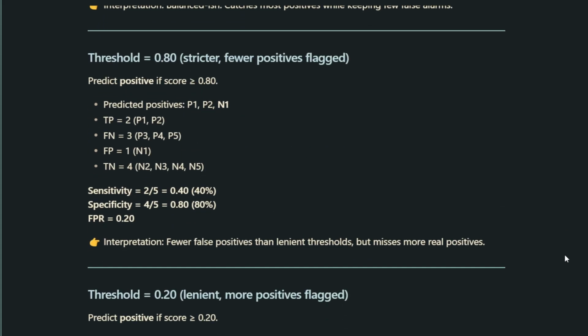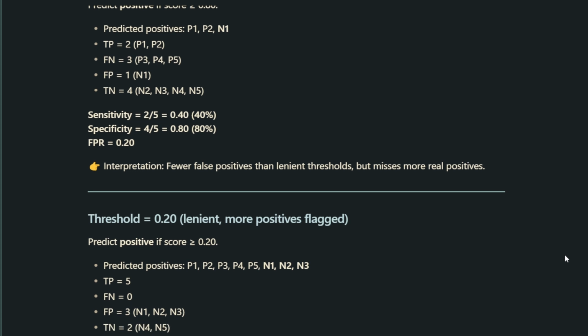Threshold 0.80. Now only P1, P2, and N1 are predicted positive. This gives us 2 true positives, 3 false negatives, 1 false positive, and 4 true negatives. Sensitivity drops to 40% while specificity stays at 80%. Interpretation: with this strict threshold, we miss more real positives, but we also reduce the number of cases wrongly flagged as positive.